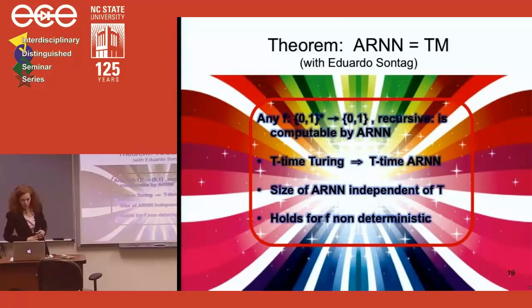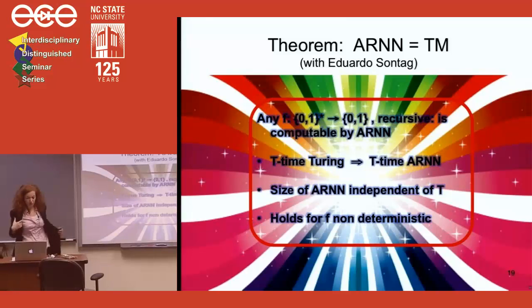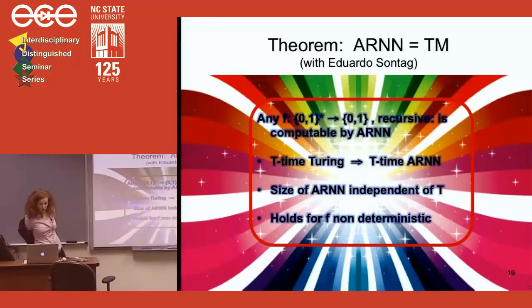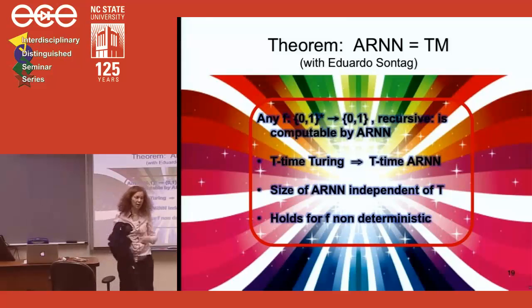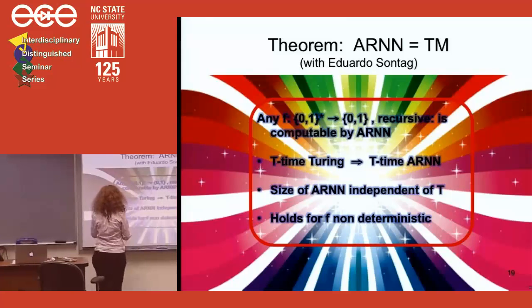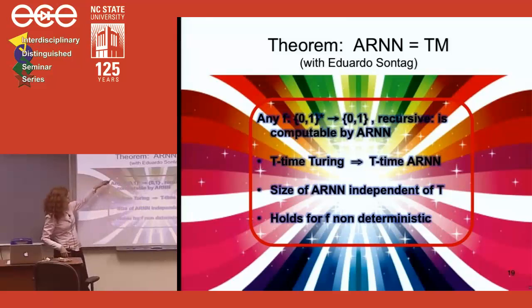And the theorem, which is with Eduardo Sontag from Rutgers University, he's a great control theorist, says that every function that is computable by a Turing Machine is also computable by an analog neural network.